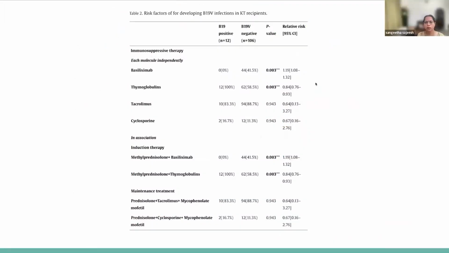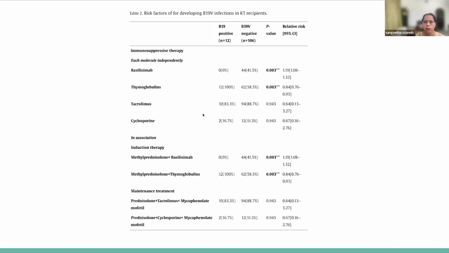And the risk factors: in this study, they compared B19 positive and B19 negative patients and the relative risk of immunosuppressive therapy, each molecule independently, that is basiliximab. It had a 1.19 relative risk of infection with parvovirus B19, and ATG also had 0.8. Both of these are statistically significant. TAC had 0.64, and cyclosporin was almost similar, 0.69.